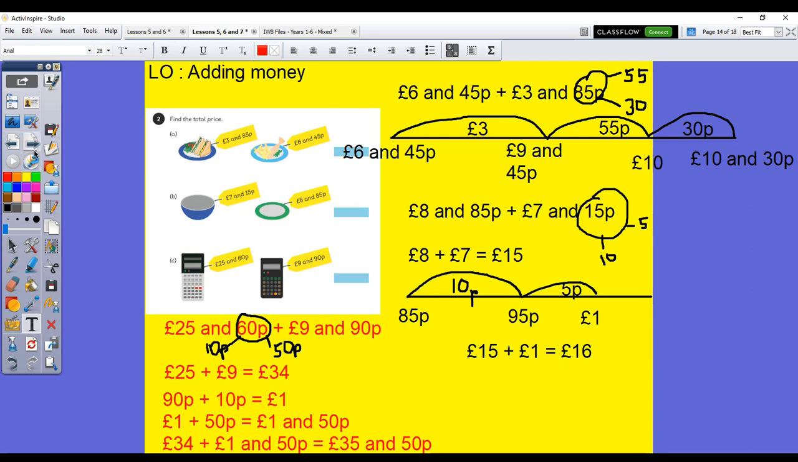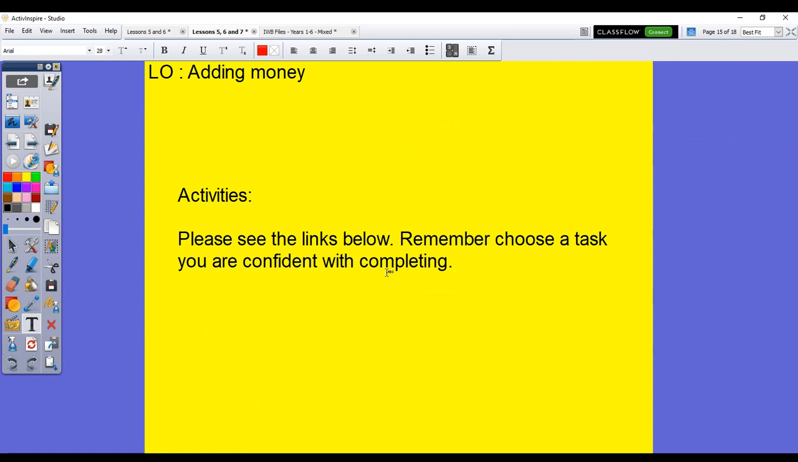So, your activities. Look at the links below. There's a red task today, a blue task, and a yellow task. If you're not feeling too confident, start on the red task. If you found the red task really easy, then move on to the blue. If you found the blue really easy, then move on to the yellow. If you found the red and the blue really hard, then stop there and don't do the yellow one. Okay? Do what's best for you and what suits you.